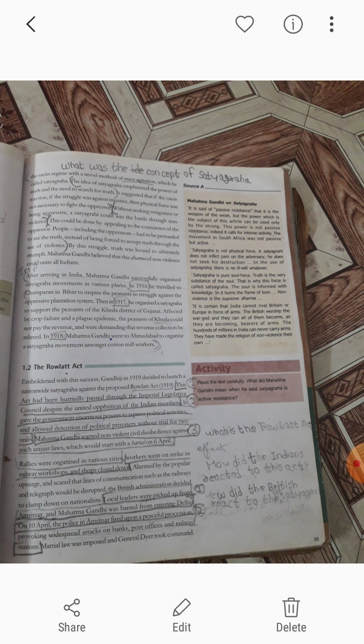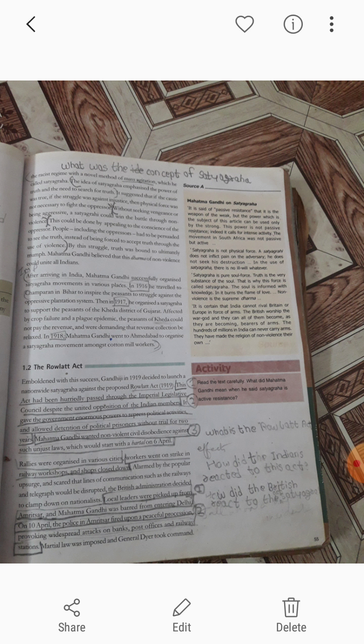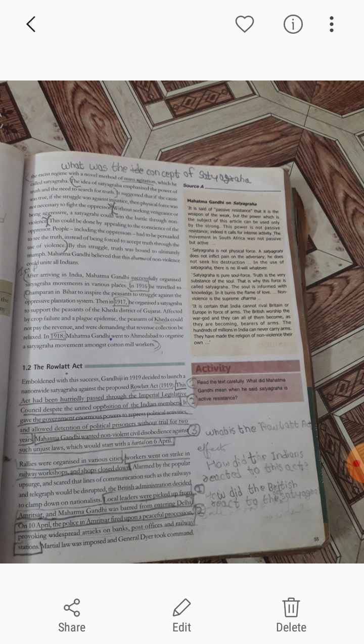Workers went on strike in railway workshops. Shops were closed down. Clear? So what happened? You can see local leaders at that time. The British administration decided that if Gandhiji is against the Rowlatt Act, we are also going to do the same thing. So what they did, local leaders were picked up from Amritsar. Mahatma Gandhi was stopped from entering Delhi.